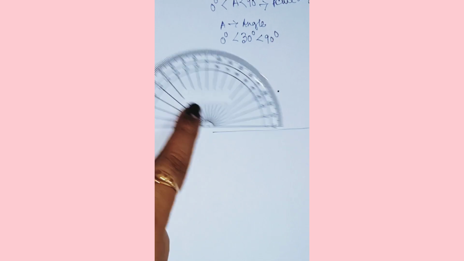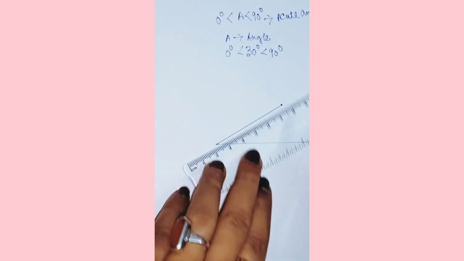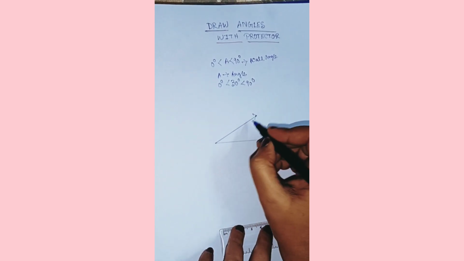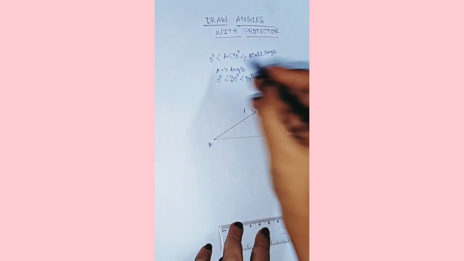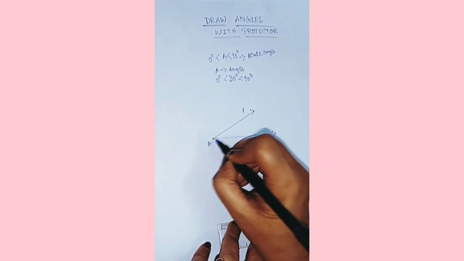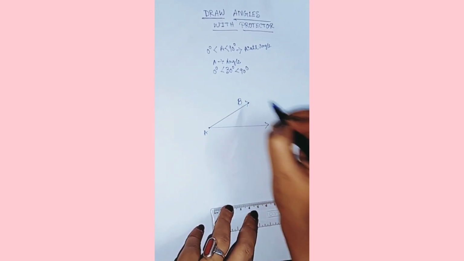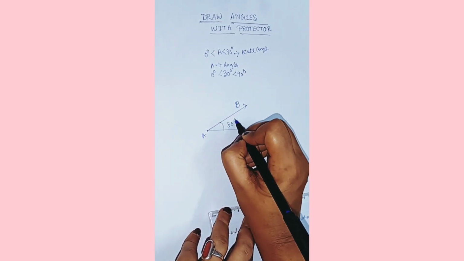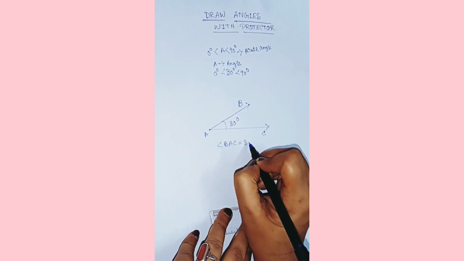Then you draw by the scale, joining the point and the starting point. That is called a 30 degree acute angle. You have to draw the arrow. Here I already placed A, the vertex. That is called the vertex of the angle. You put A here and name the other points B and C, and you mark 30 degree here. Then angle BAC is equal to 30 degree.